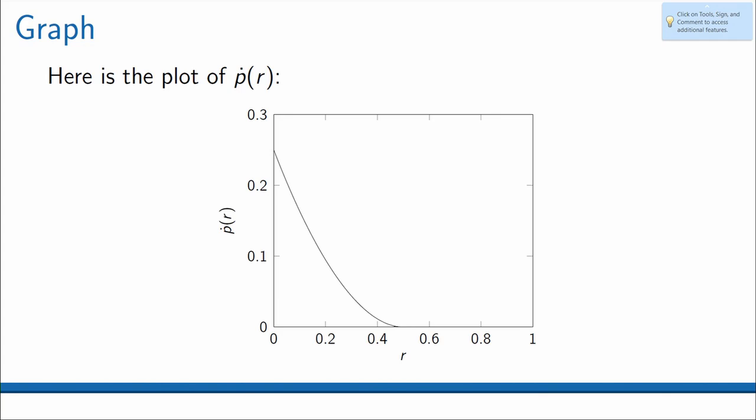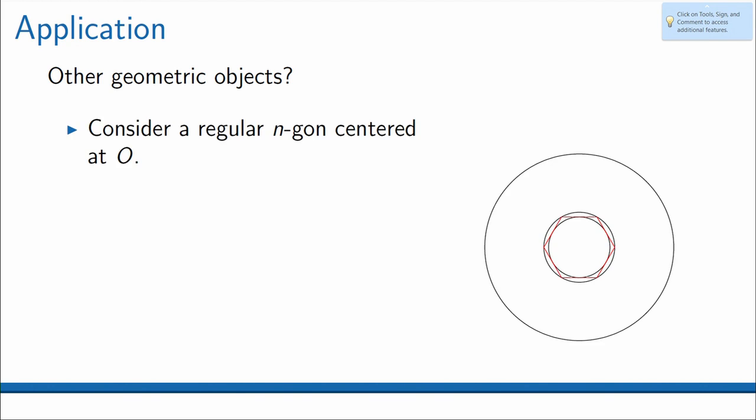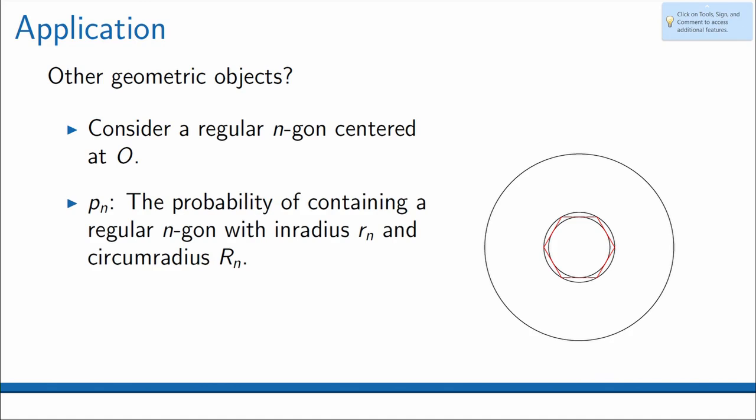And here's the plot of PR, and we ask, is there any application of this problem? Firstly, we'll consider other geometric objects, such as a regular n-gon centered at O. Let Pn be the probability of containing a regular n-gon. And using the above results, we get this bound, which involves the circumcircle and the incircle of the n-gon.